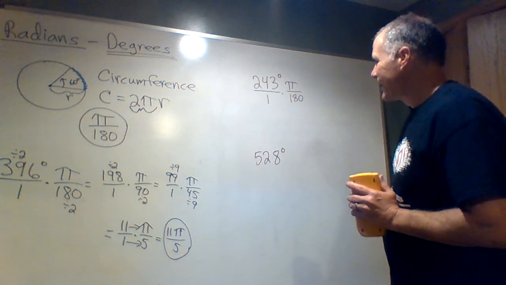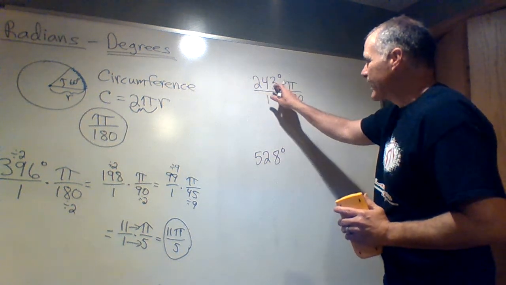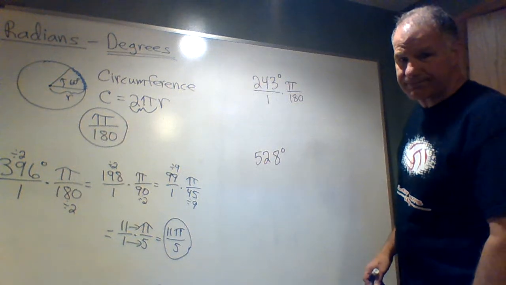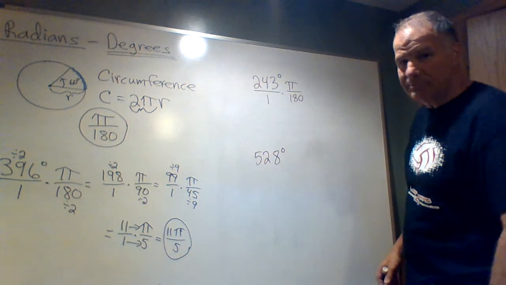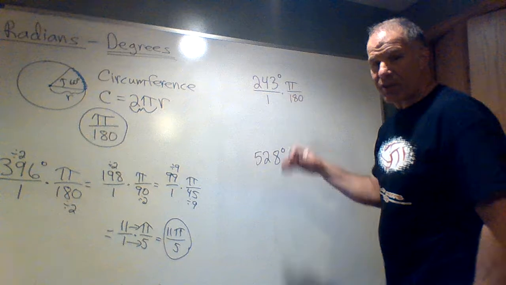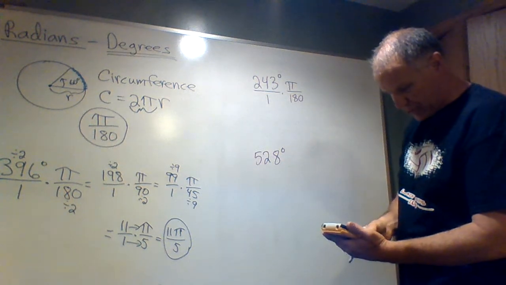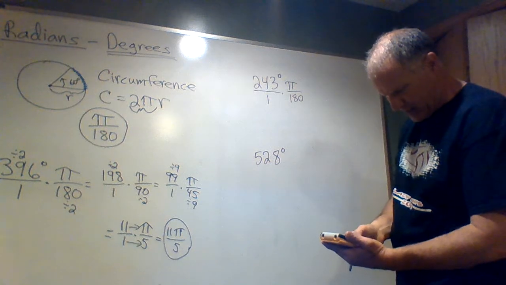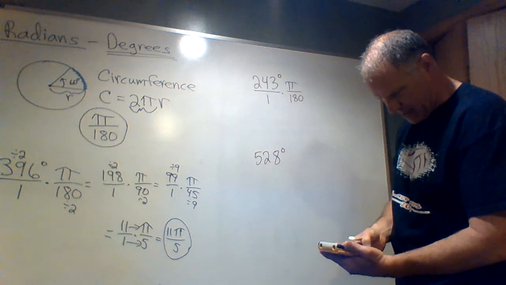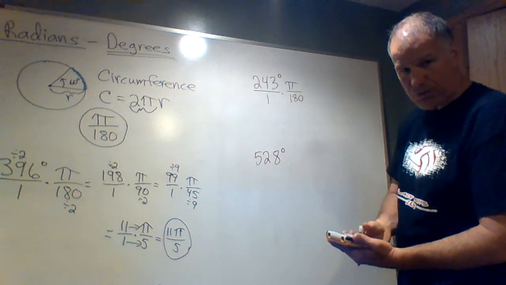Okay, anyway, 243. 3 is not an even number, so I can't take 2 into it. But again, it ends in a 3, so maybe 3 goes in. So what I want to do is try it. So guys, 243 divided by 3. Okay, that goes in 81 times.